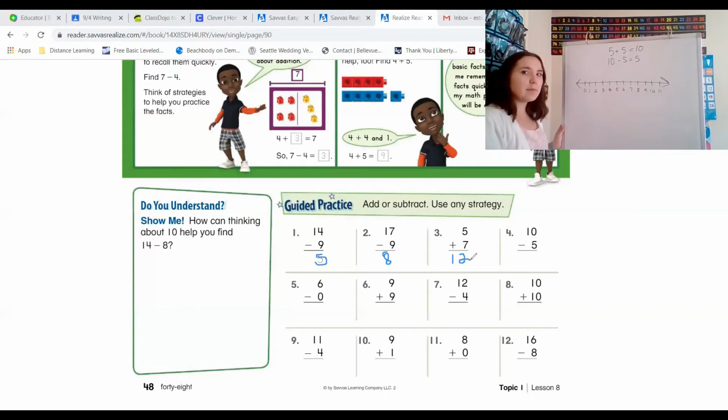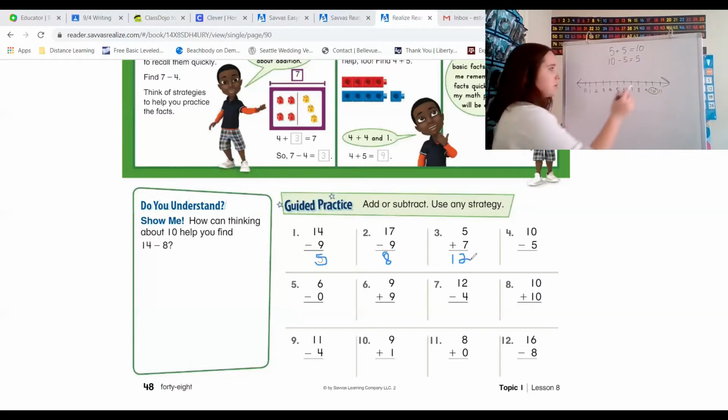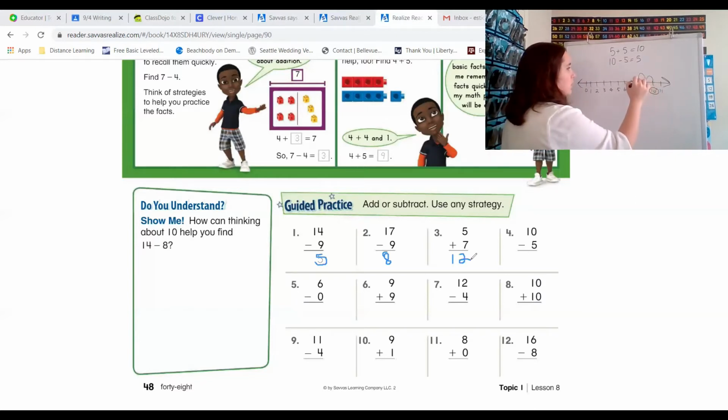I just want to double check myself on my number line. So I'm going to start at 10, and I'm just going to count back 5 spaces. So 5 moves. 1, 2, 3, 4, 5. I landed on 5.